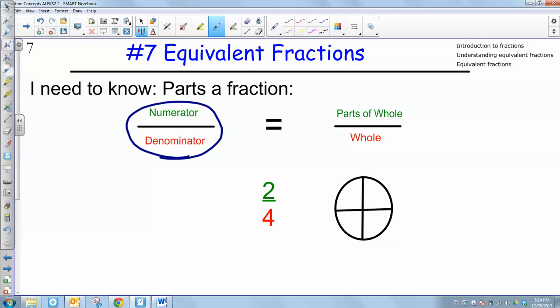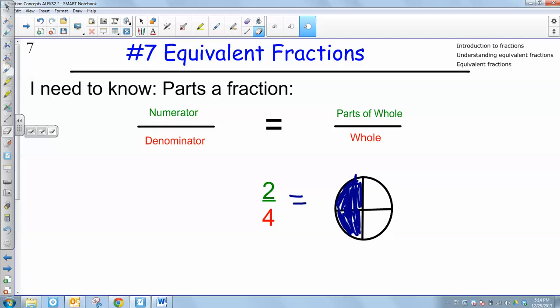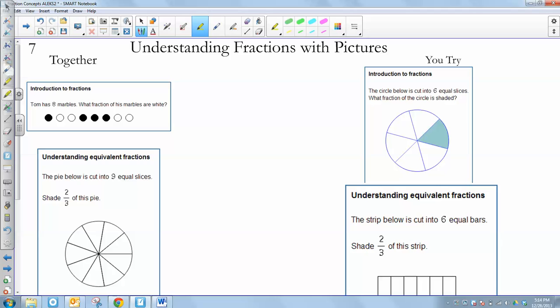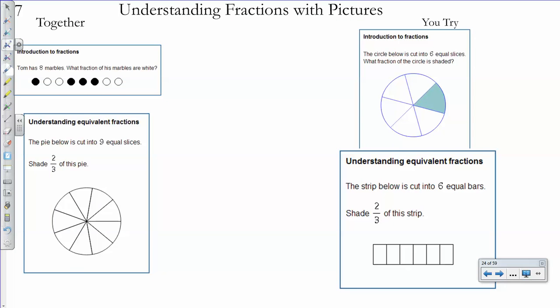So if I say 2/4 of my piece of pie, the part of my whole is 2 pieces of pie out of 4. So I represent that fraction to say 2 out of 4, or 2/4. Okay, if you're not familiar with this vocabulary, this might be a good thing for you to star to be sure that you understand. Okay, so let's take a look. We're first going to look at some things with pictures, and then we'll take a look at numbers.